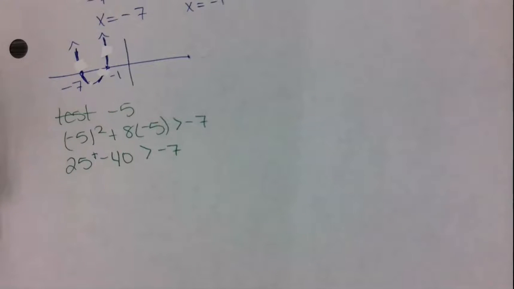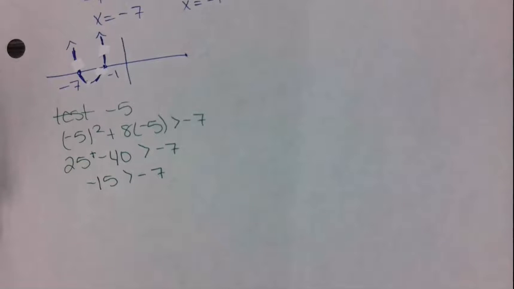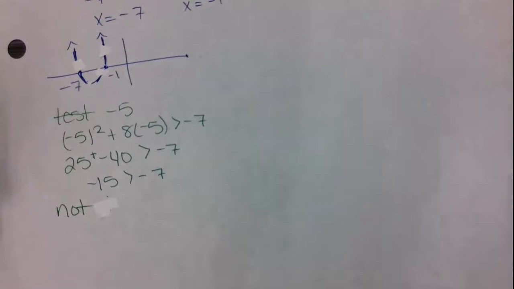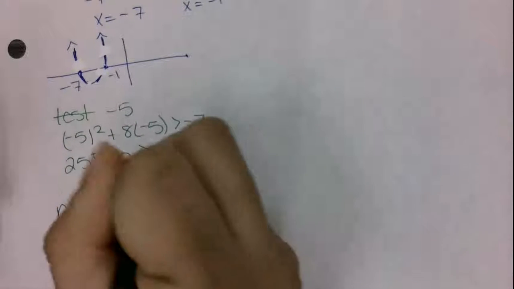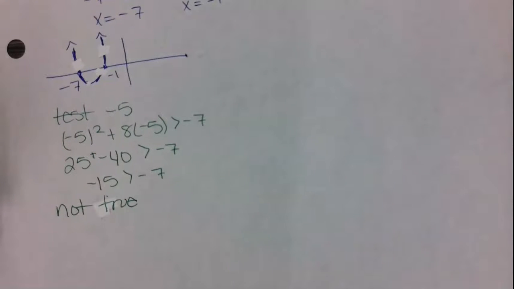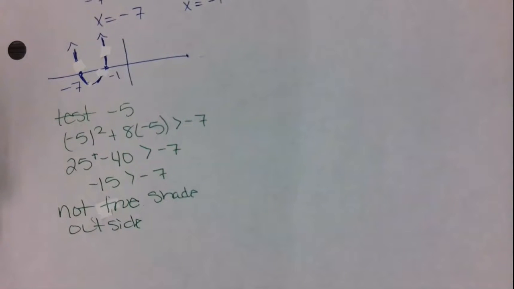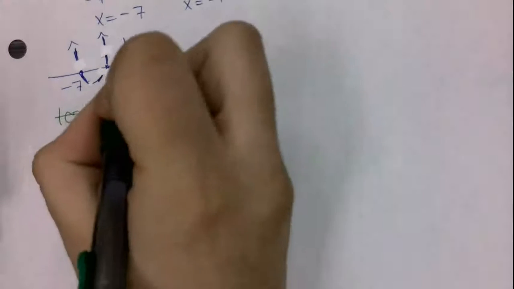It's negative 15. Is negative 15 more than negative 7? No. So, not true. Wait, so is it 25 subtract 40? Yeah. So, it's not true, so I would shade outside.